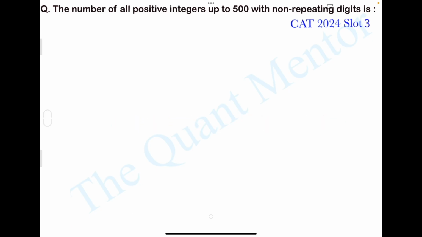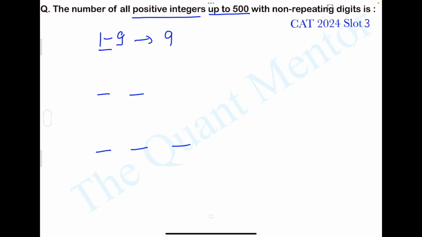So the number of all positive integers up to 500 with non-repeating digits is... So up to 500 means I could have single digit numbers, 2-digit numbers, or 3-digit numbers. For single digits, I can use digits from 1 to 9. So I will have 9 such positive integers possible.